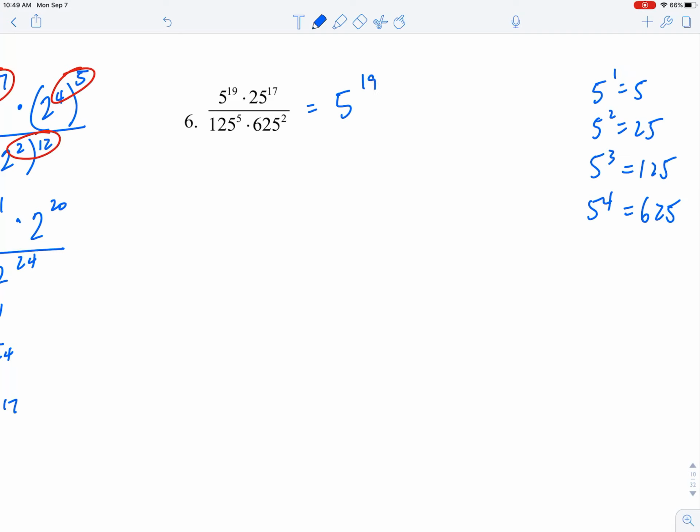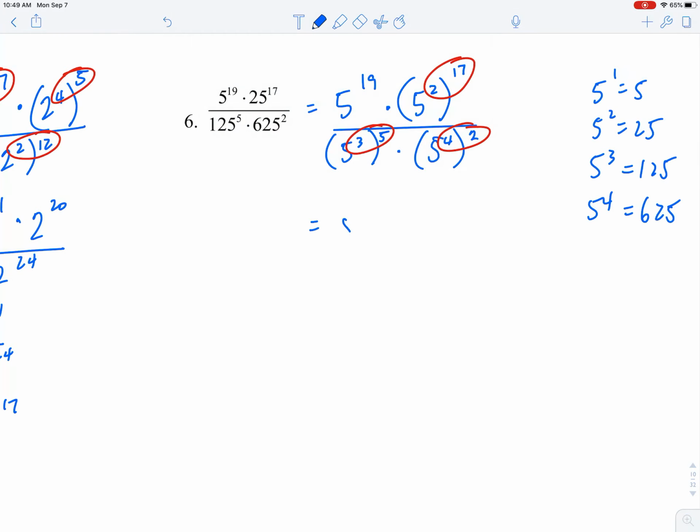So 5 to the 19 stays the same. 25 is really 5 squared, put it in brackets, raised to the 17, all over 125 is 5 to the 3, put it in brackets, raised to the 5, times 625 is 5 to the 4 inside brackets squared. Power of powers for all of those, so I'll be multiplying them. So 5 to the 19 times 5 to the 34 over 5 to the 15 times 5 to the 8.